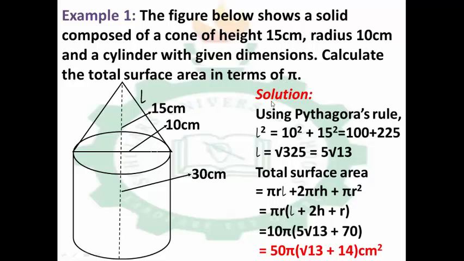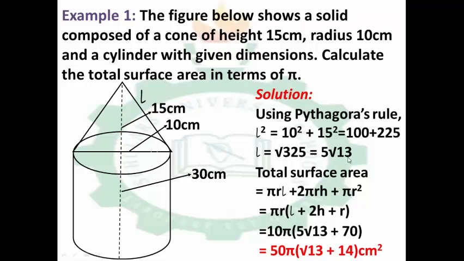First of all, we have to find the slant height, which is L. Using Pythagoras theorem, L square will be equal to 10 square plus 15 square. When you do this, you have 100 plus 225, and this gives us 325. Now, finding the square root of 325, we have 5 root 13.